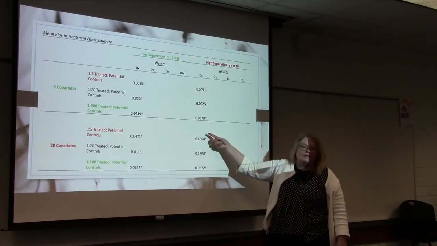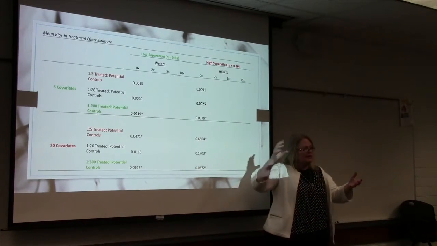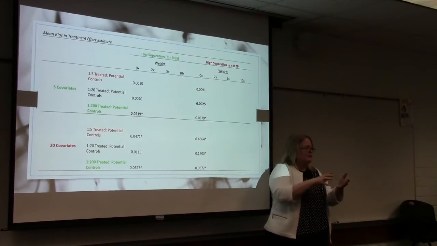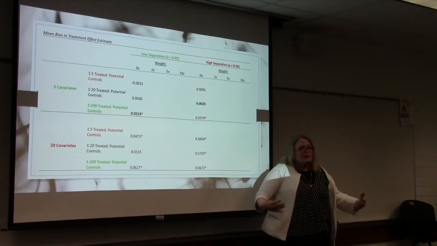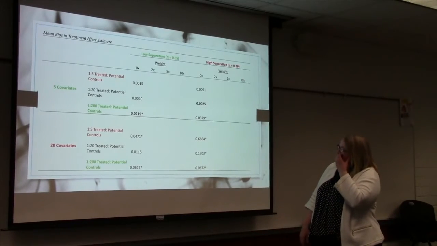So this represents largely the fact there just aren't any good controls next to a lot of the treated units. They're just not there. It doesn't matter what you do if they're not there. You can't match them, so you end up with a lot of bias in your estimates, okay?